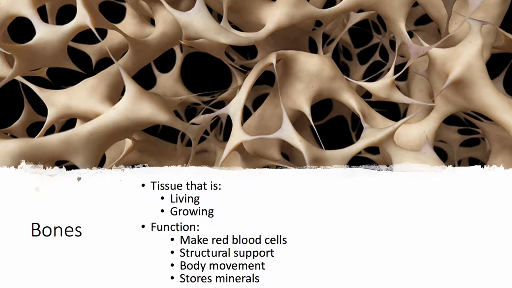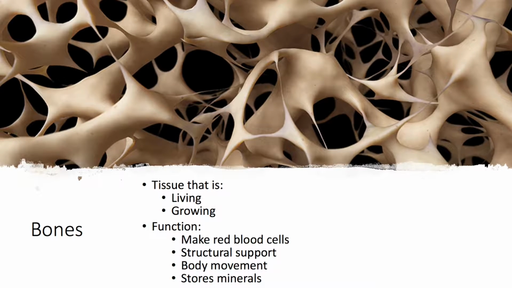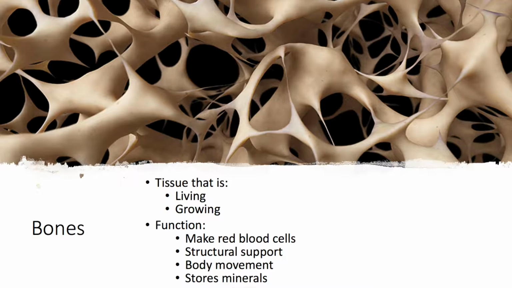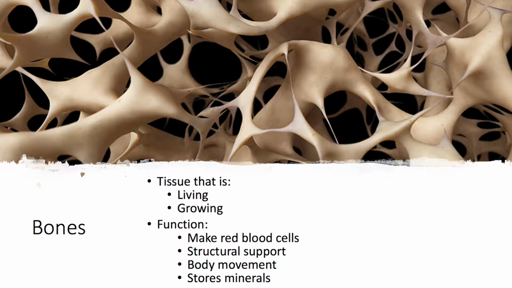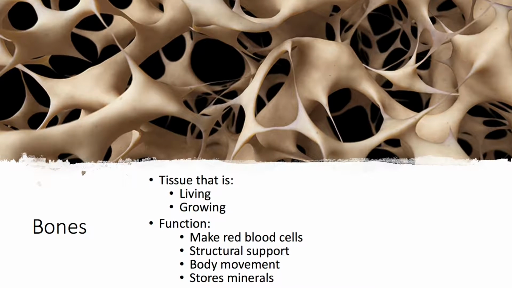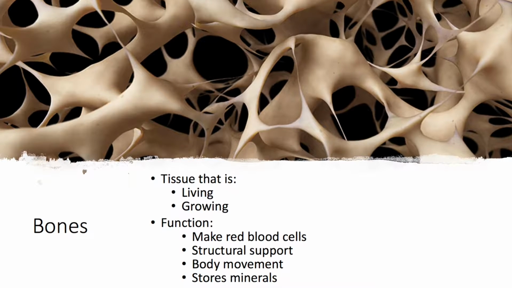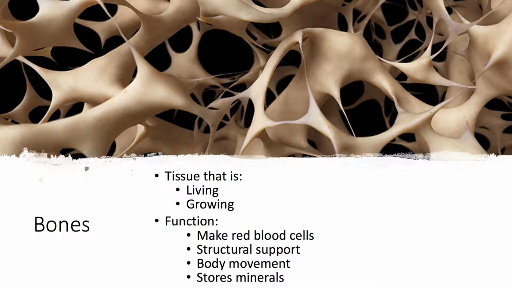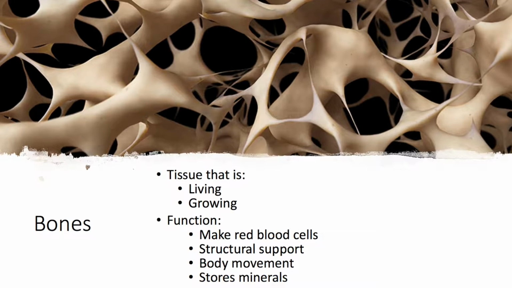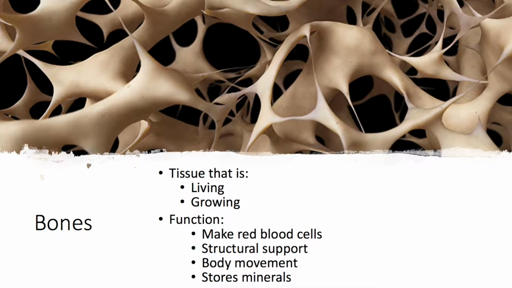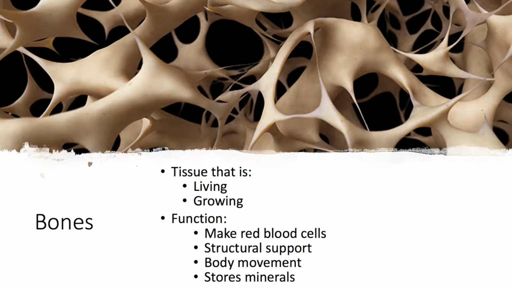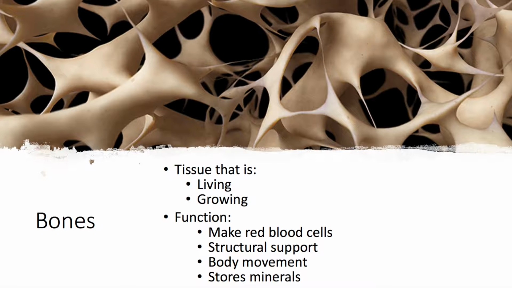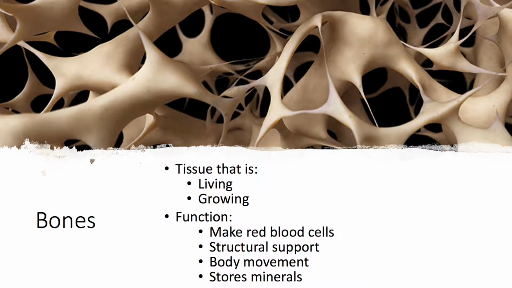Contrary to popular belief, bones are not just dead and dormant tissues in our body. Bones are tissues that are living and growing, and they are doing so throughout our entire lifespan. Bones have many functions. Some of the most important of these functions are that they make red blood cells throughout our body, they provide structural support, they help with body movement, and they also help store vital minerals like calcium and phosphorus. Bones are made up of a protein called collagen that provides that soft framework, and calcium and phosphorus are vital minerals that add to that strength and harden the framework.